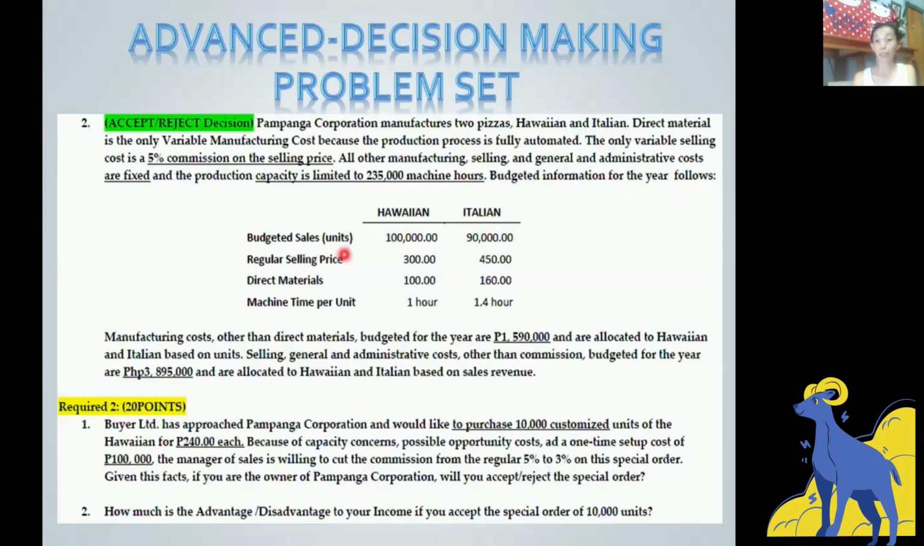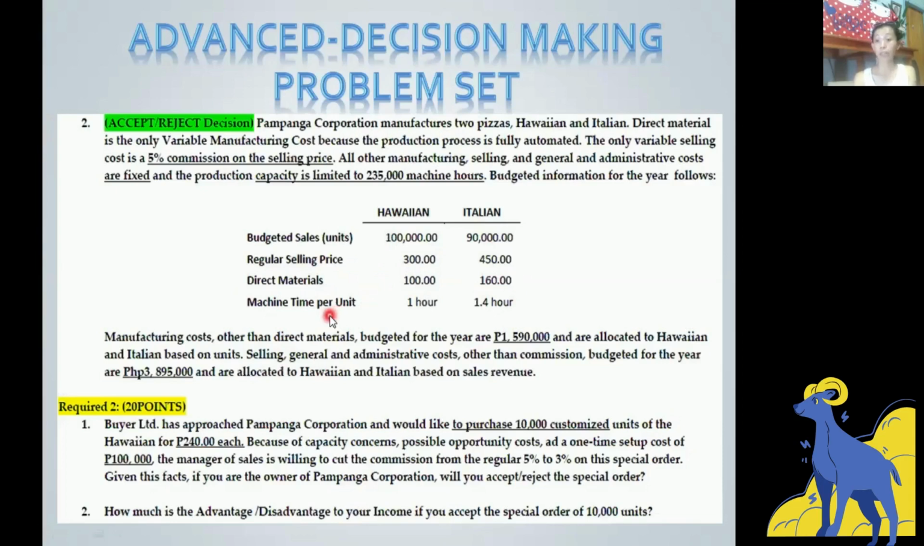Budgeted sales per unit. So this is the number of units for Hawaiian and Italian. So we have for production 100,000 units of Hawaiian will be produced and 90,000 units of Italian pizza will be produced. So our regular selling price, we have 300 pesos per unit for Hawaiian and 400 pesos per unit for Italian. So direct materials consumed, each unit of Hawaiian consumes 100 pesos of direct material, and Italian consumes 160 pesos per unit of direct materials.